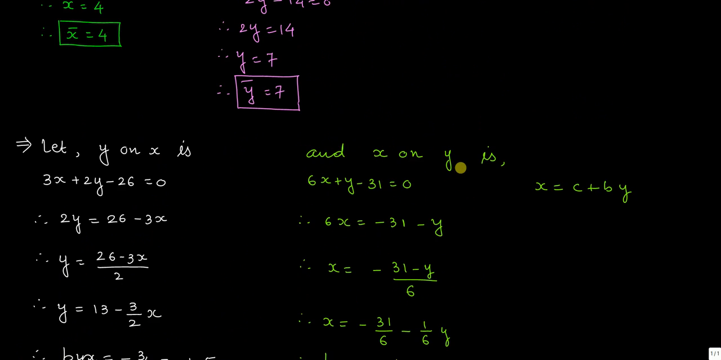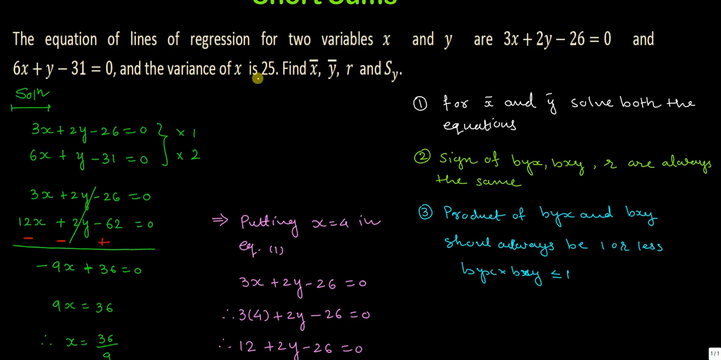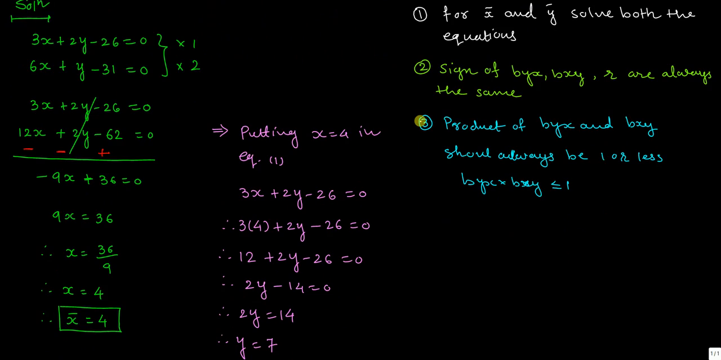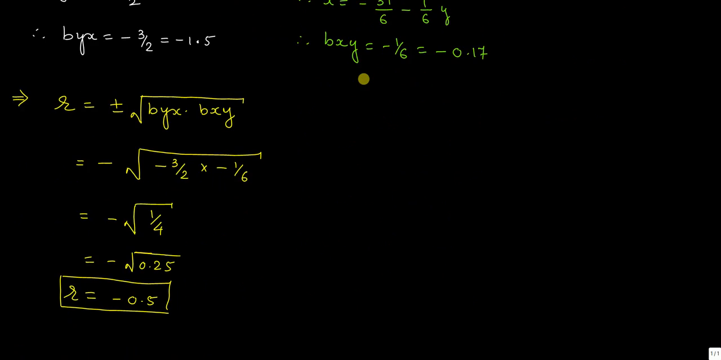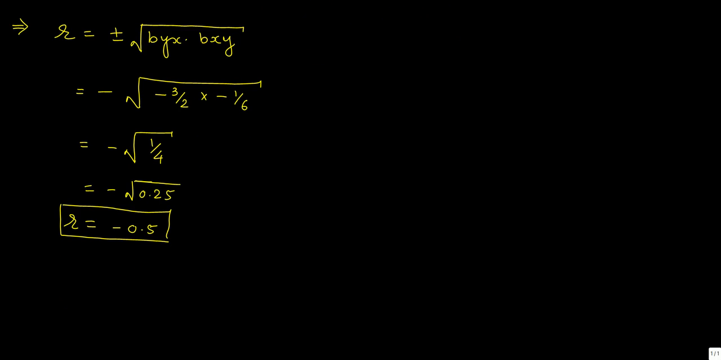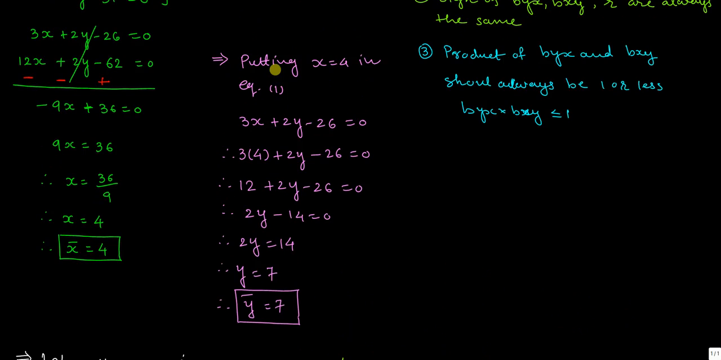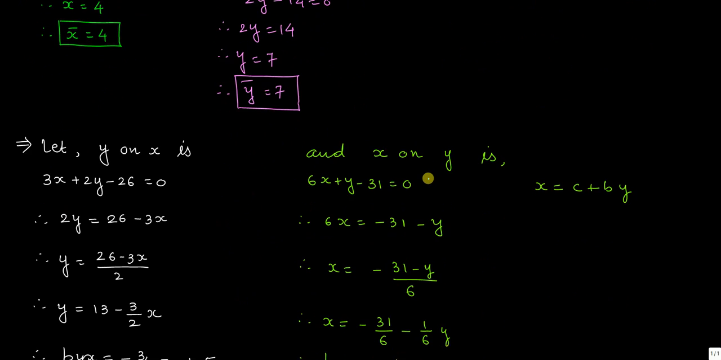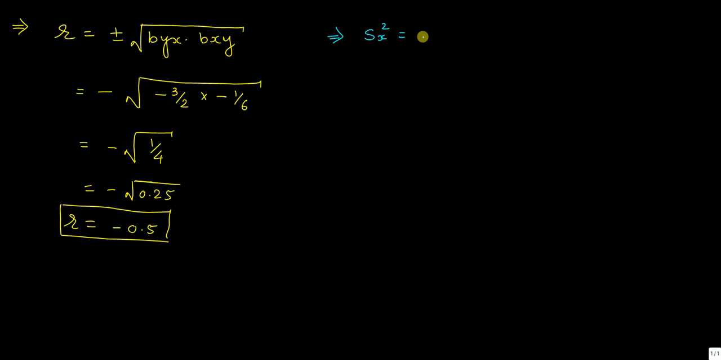One more question is asking: if the variance of x is 25, find sy. Variance of x means sx square is equal to 25. Find sy. You can use any formula, byx or bxy.